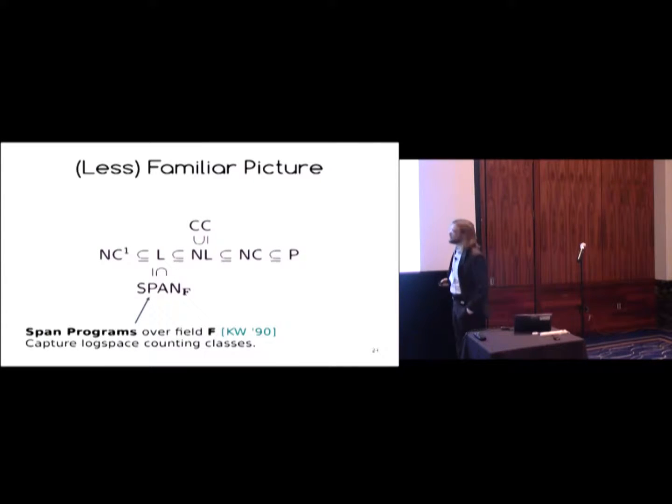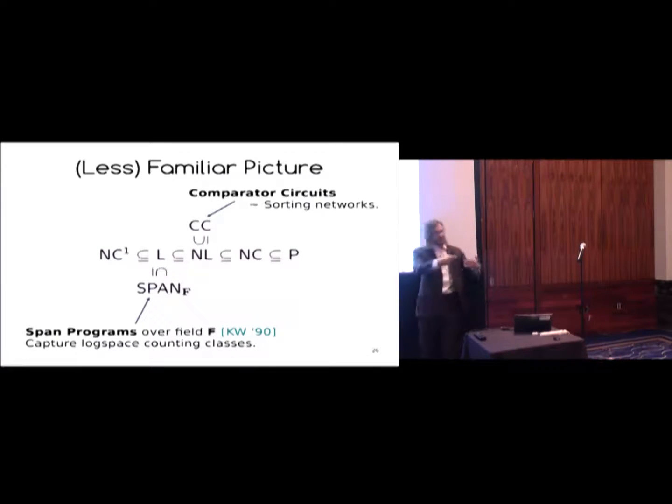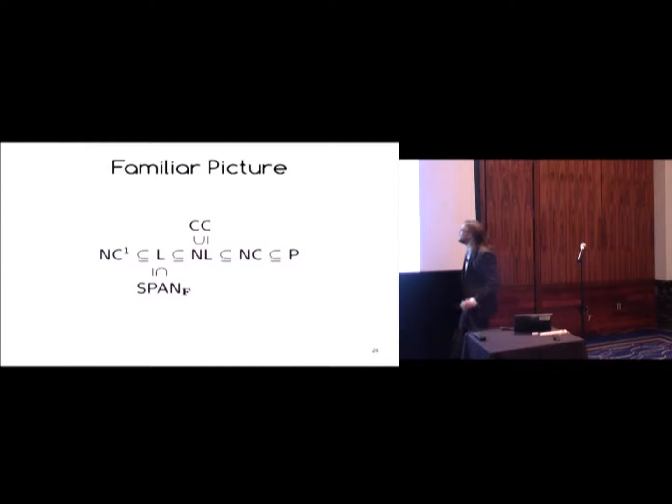Now, on the other hand, we also have these comparator circuits. These have been sort of much less well studied. I'm not going to talk about them too much, but if you want to know what they are, just think of them as being like sorting networks. Okay? So we have a bunch of wires going left to right. We label the wires with input variables, and the gates essentially sort bits into some increasing order. Okay? So this is now a familiar picture.